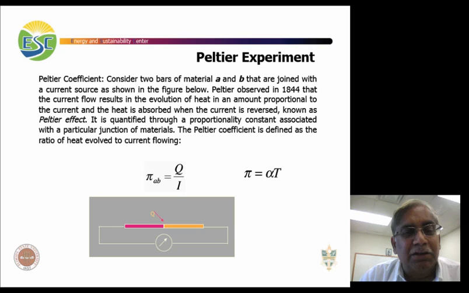In this particular case, we take two different materials A and B and join them together with a current source. And Peltier observed in 1944 that the current flow results in the evolution of heat in an amount Q proportional to the current. So the heat generation Q is proportional to the Peltier coefficient pi multiplied by the current I, or vice versa, you can define the Peltier coefficient as Q over I.